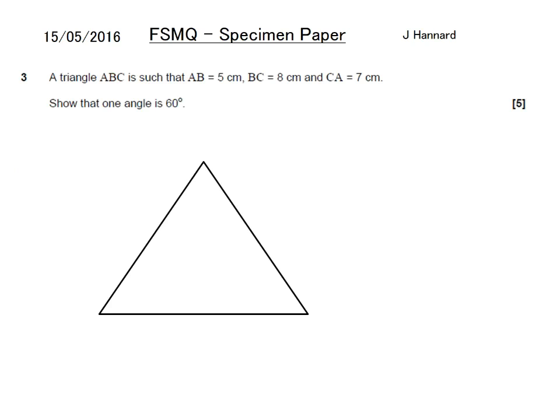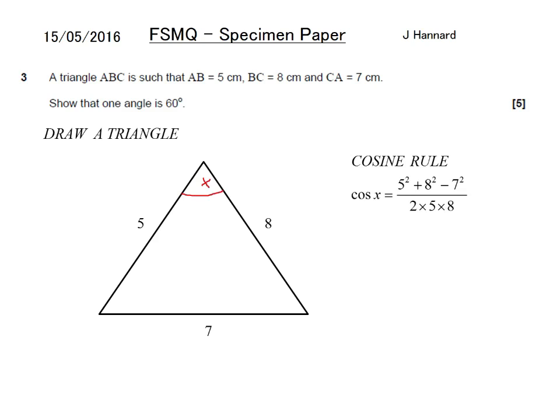Question 3 then, a triangle ABC is such that AB equals 5, BC equals 8, and CA equals 7. Show that one angle is 60 degrees. Well, draw yourself a triangle first, like I have done there. Label the sides like that. And then, trial and error, just try one of the angles. I think I chose this angle here, up top, and then use the cosine rule.